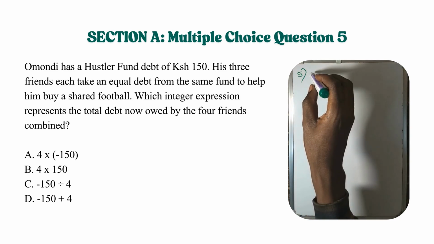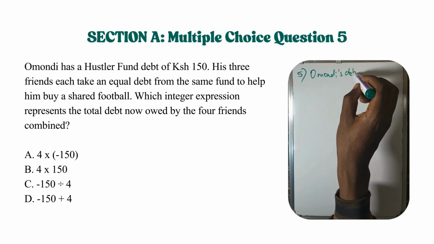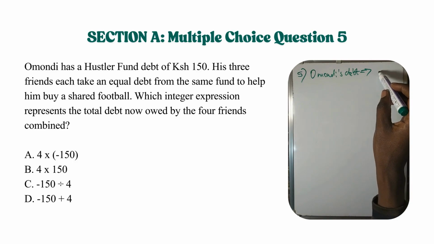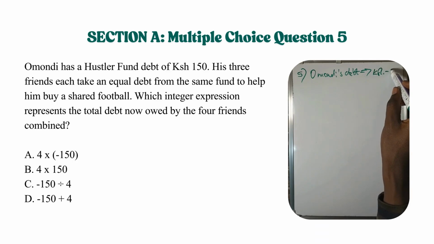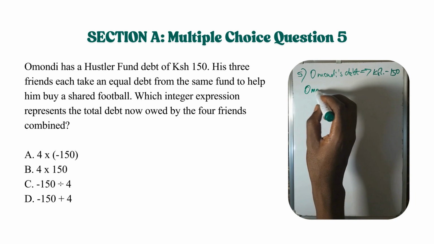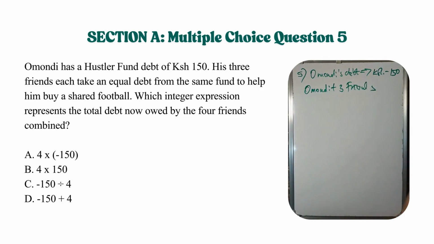Number 5. Let's start with Omondi's debt. Omondi's debt as per now is 150. We use a negative for debt. Now, the total number of people with debts here will be Omondi plus 3 friends. That is 4 people with a debt of 150.